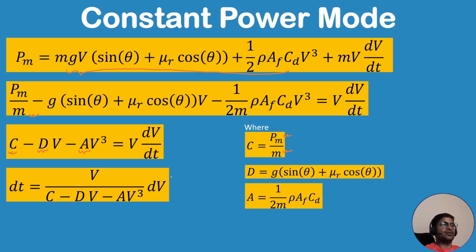And then finally we can end up with this differential equation, which is dt is equal to v dv by c minus d v minus a v cubed.